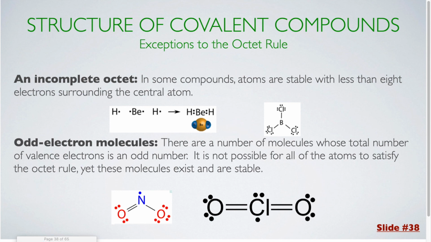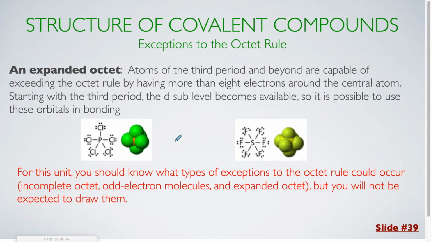You could also potentially have something called an expanded octet. Atoms of the third period and beyond are capable of exceeding the octet rule by having more than 8 electrons around the central atom. Starting with the third period, the d suborbital or sublevel becomes available, so it is possible to use these orbitals for bonding.